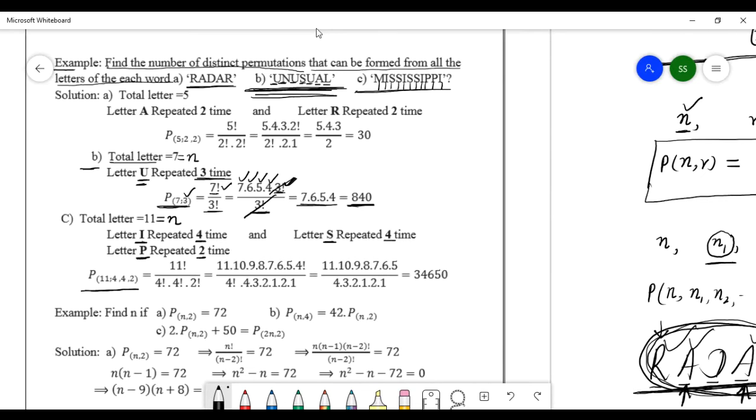Okay. So write this way: P total 11. Total here 11, and repeated here 4, 4 and 4, and 2. Okay. So 11 factorial here. Here repeated 4 factorial, there 4 factorial, there 2 factorial. This way. And now here, open 11 factorial.